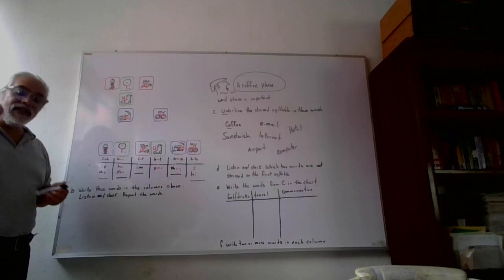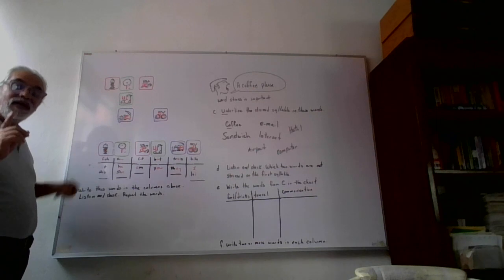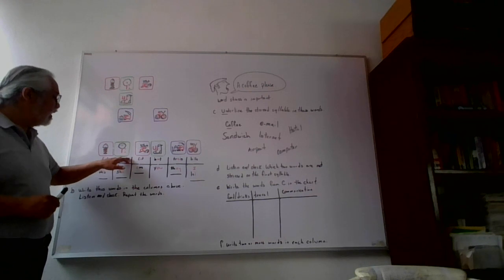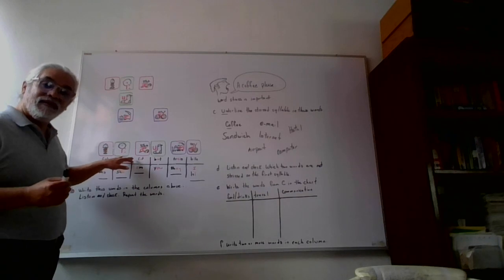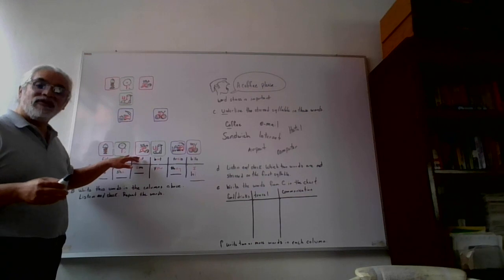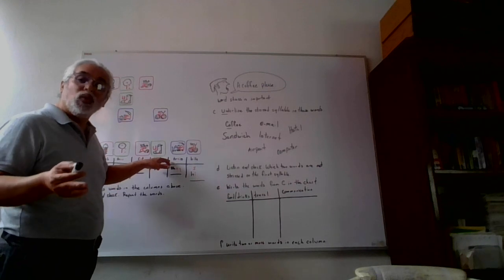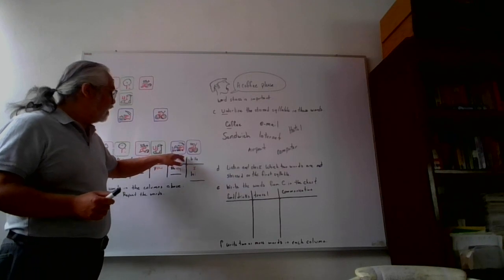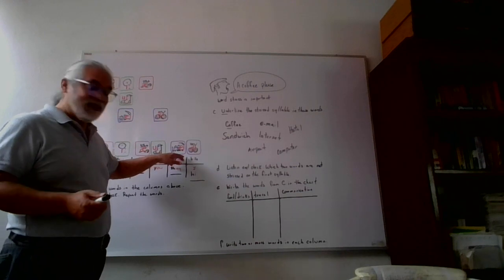Here, I want you to listen. Here we have a fish. The sound is I. Here we have a tree, and the sound is E. Here we have a picture of a cat, and the sound is eh. Here we have a picture of a boot, and the sound is ooh. Here we have a picture of a train, and the sound is A.